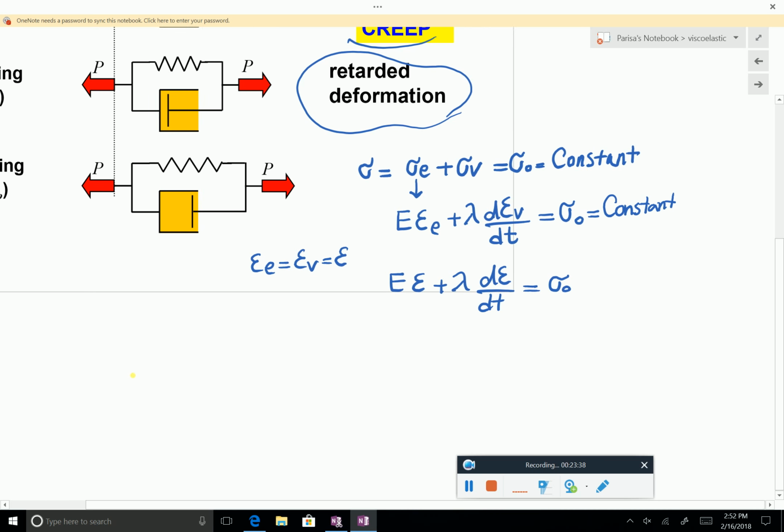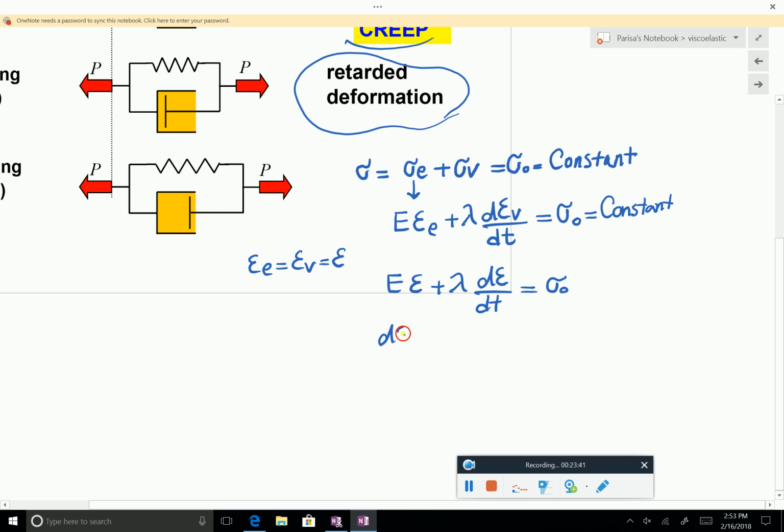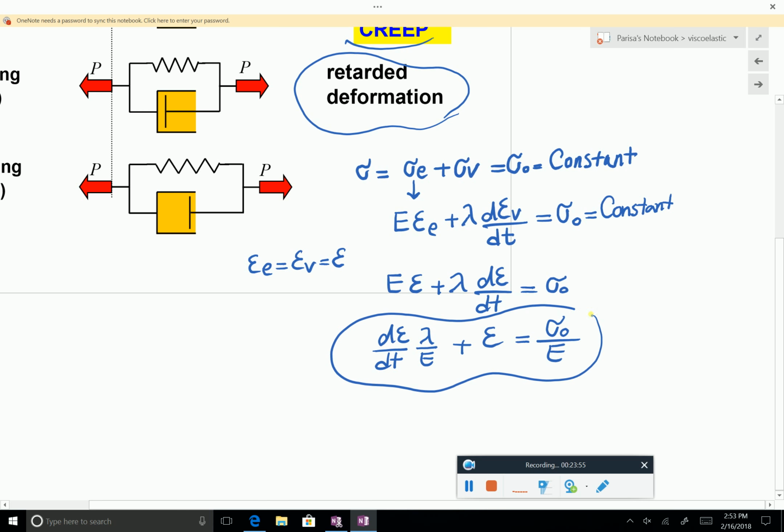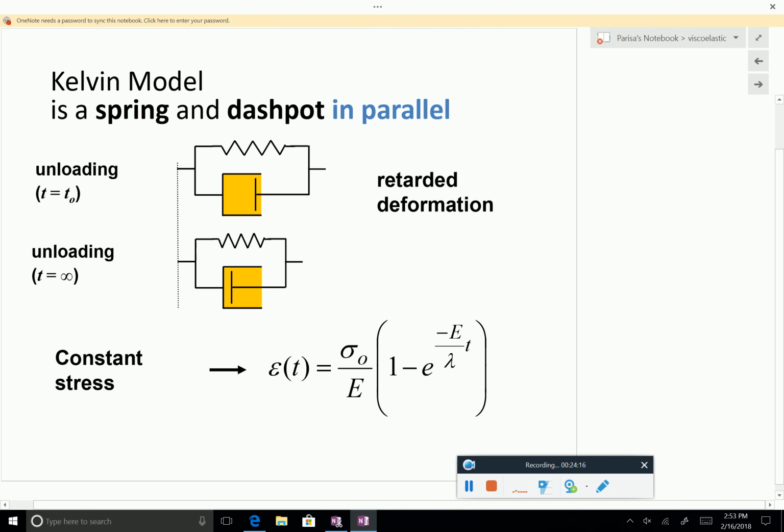And I write it a little bit nicely, divide both sides by E. So this is a differential equation again in epsilon. We want to see what would be the epsilon if we keep the stress constant. This is a differential equation, and the solution to this differential equation is basically what you have here.